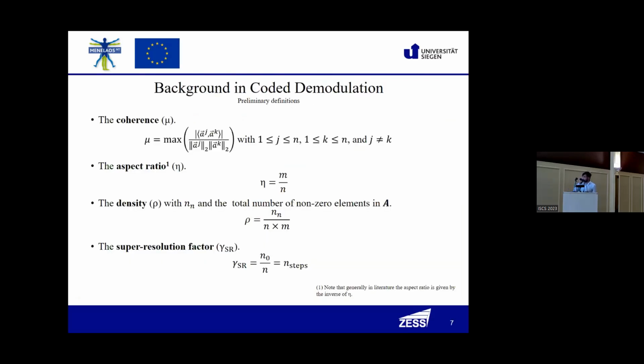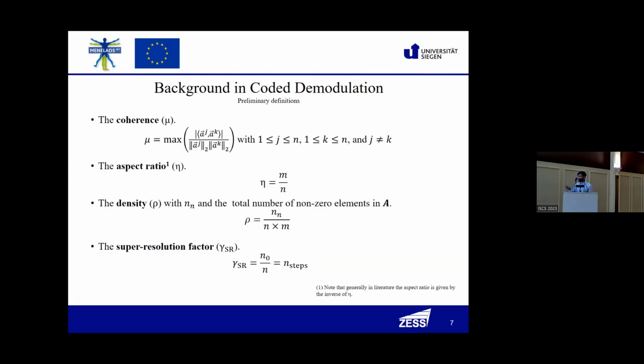So some preliminary concepts for background in modulation. Basically, the coherence is given by the maximum absolute value of the inner product between the normalized columns of the sensing matrix, and it is a representation of the similarity between the different columns.